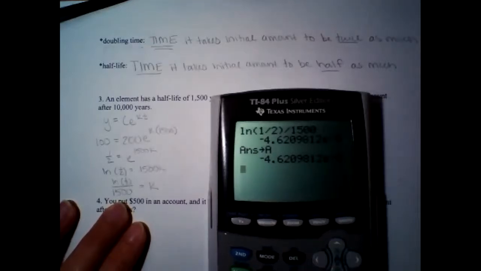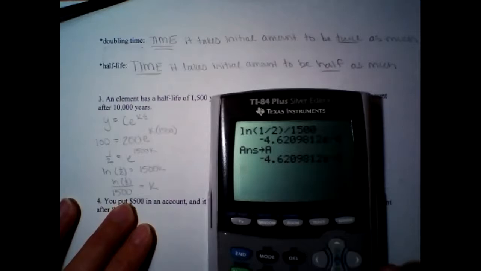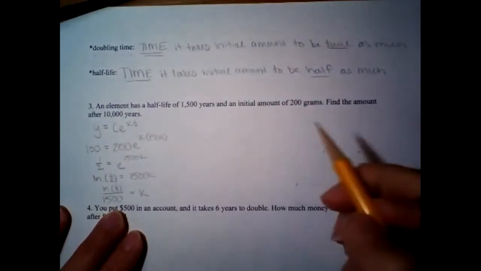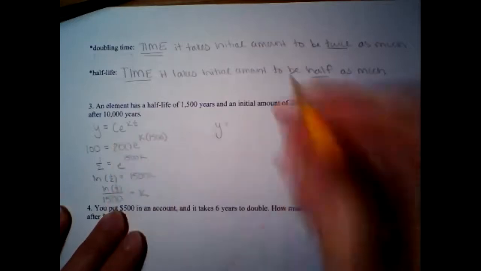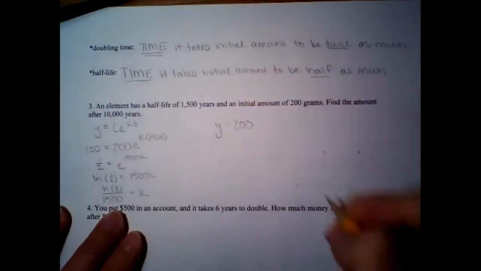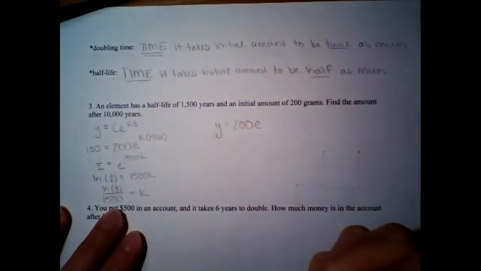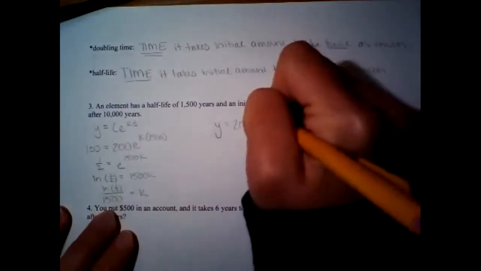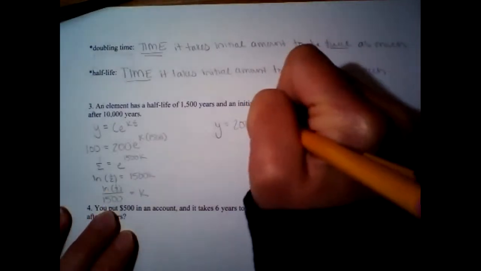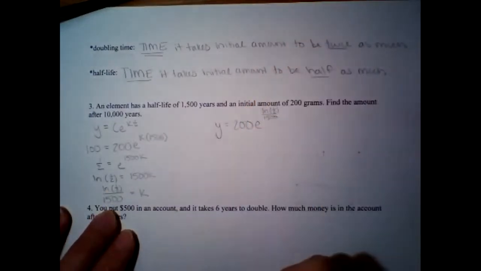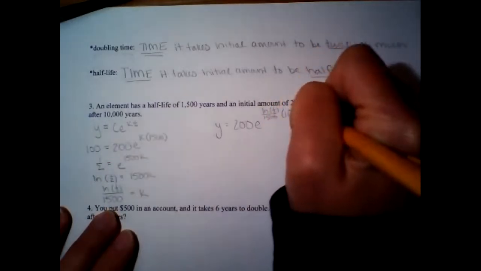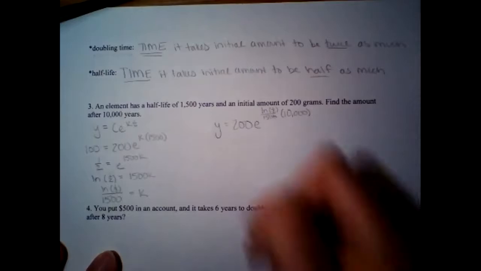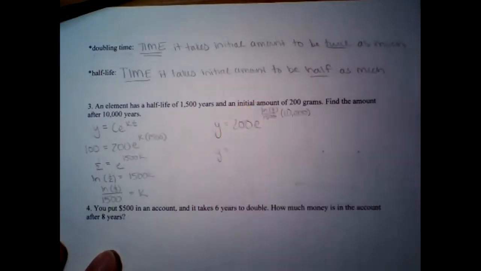All right, just because I don't feel like writing the scientific notation. You can, it would be whatever times 10 to the negative 4th. All right, so our equation is y equals, what was our initial amount? 200. And then e to the power of this, which I have stored as A. And we want to find the amount after 10,000 years. So we're going to times that by 10,000. So I will plug that in and see what we get here.